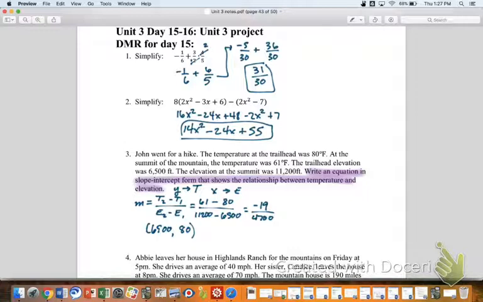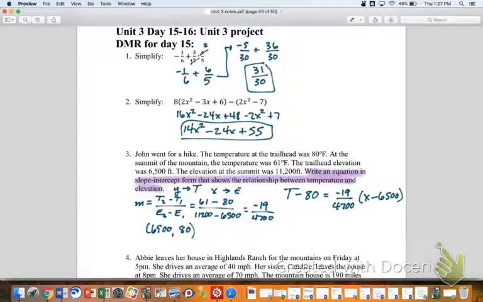I'd set up my point-slope form: T minus 80 equals negative 19 over 4,700 times x minus 6,500. I need to do a distributive property and add the 80 over.